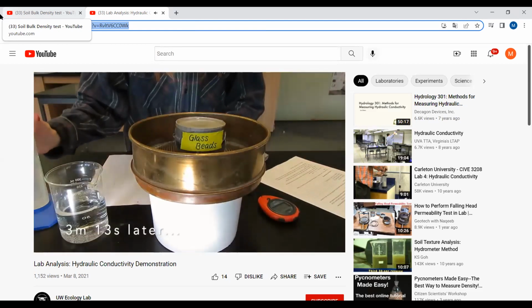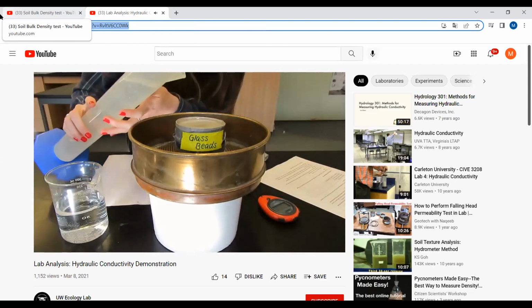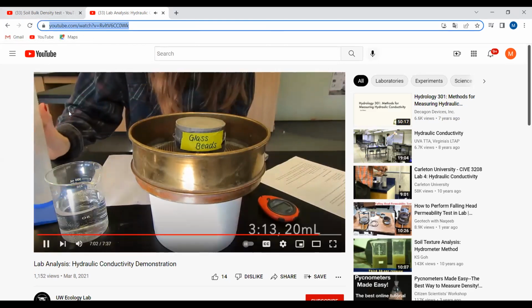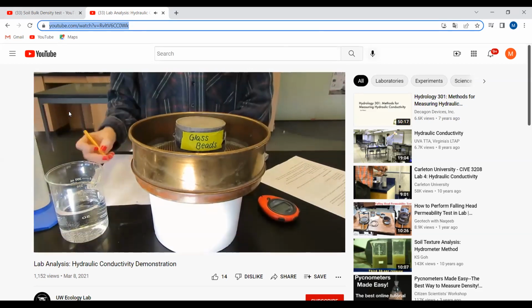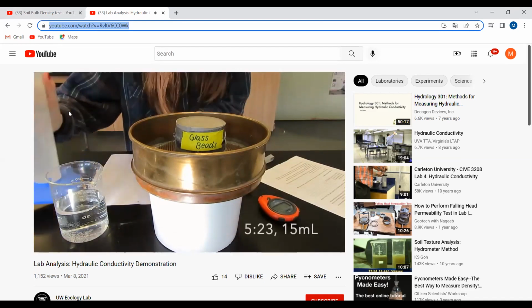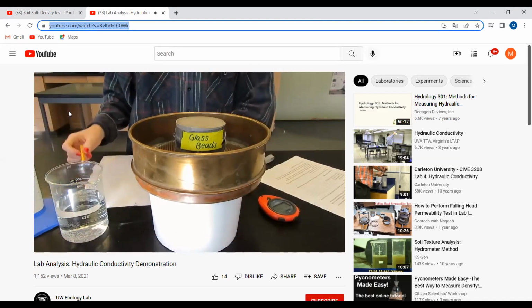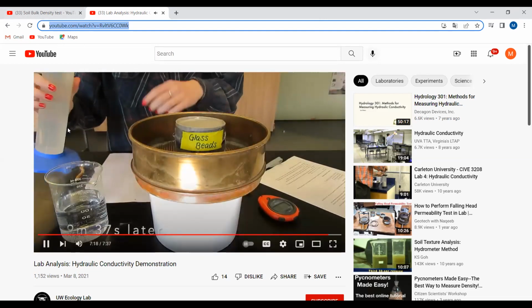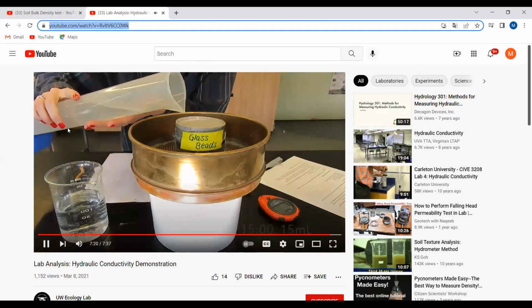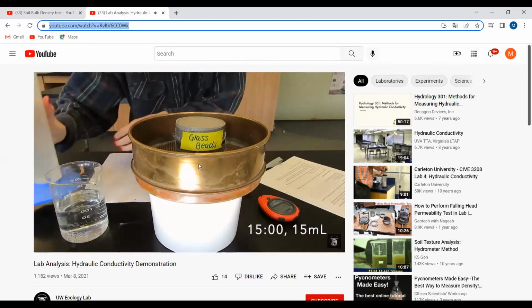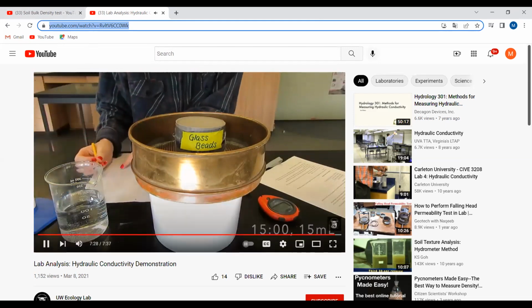So we're going to add water and do our first measurement. The time is 3 minutes and 13 seconds. Okay, we'll do our second measurement now. The time is 5 minutes and 23 seconds. And we'll do our final measurement here, which is our 7th measurement. The time is just about 15 minutes.